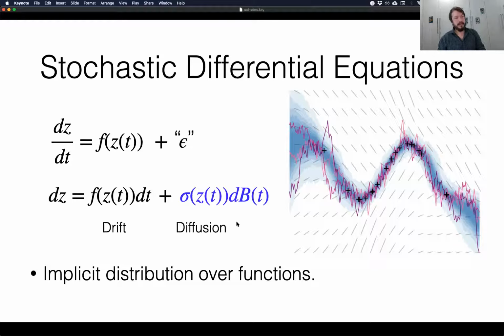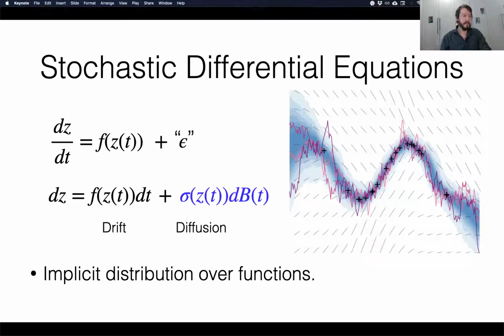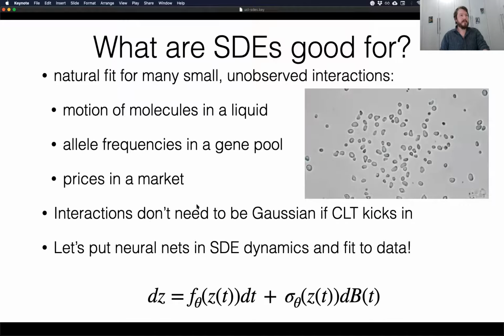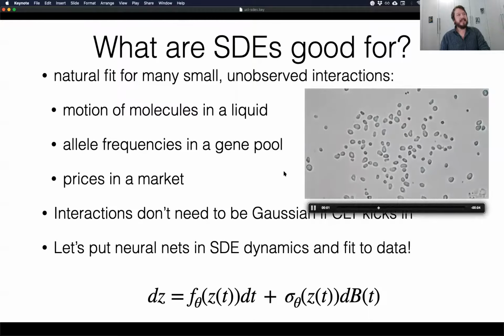This looks like a very simple and limited class of models, but it's actually arbitrarily flexible in some important senses. Okay, and you know, SDEs are cool.